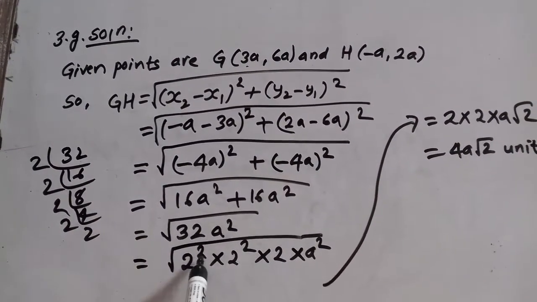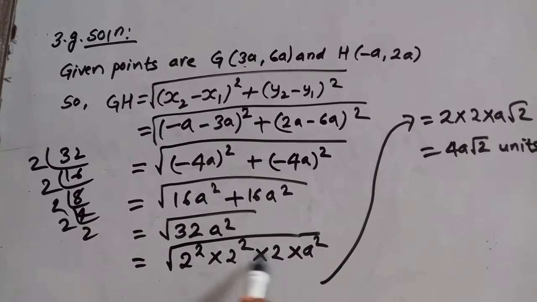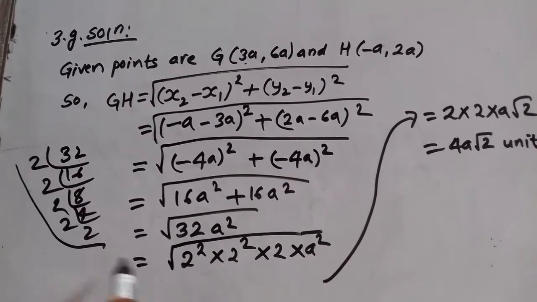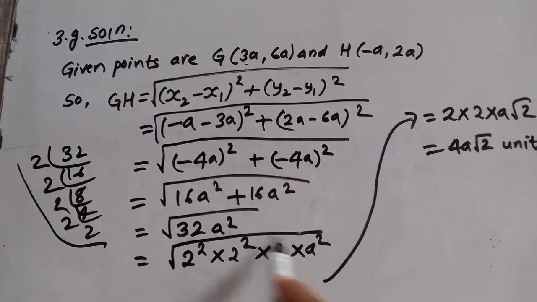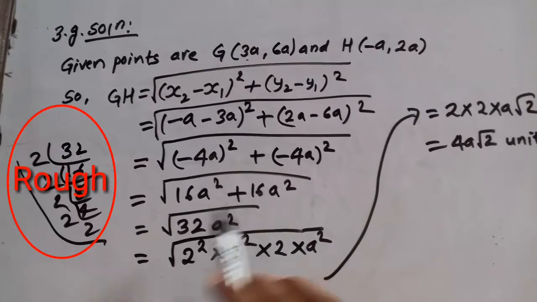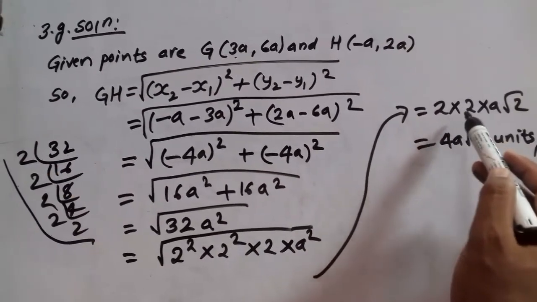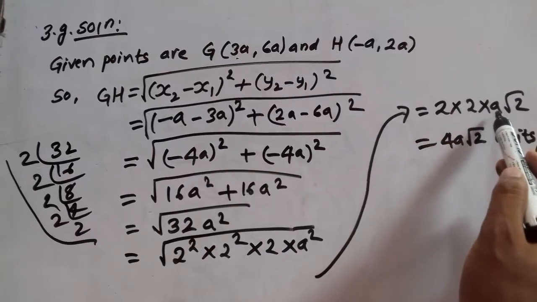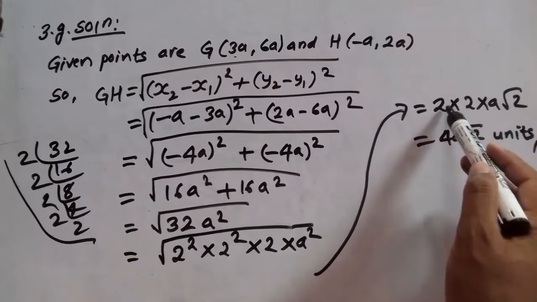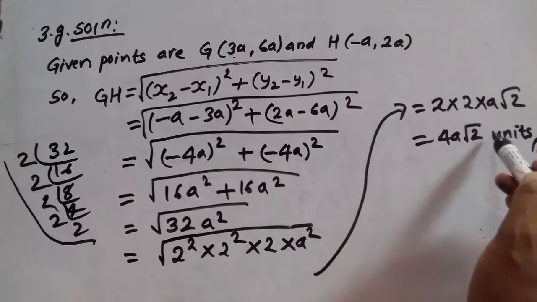We have arranged it in 2 power 2, again 2 power 2 into 2, here 2 five times, again into a square. All the powers of 2 will be taken out of the square root. Here 2 and a are taken out, then root 2. 2 into 2 is 4, and a, so it is 4a root 2 units.